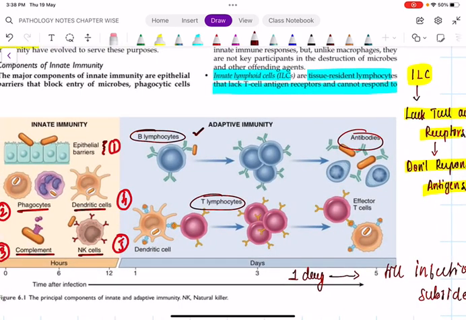We have mainly B lymphocytes and T lymphocytes. B lymphocytes transform to form plasma cells, and the plasma cells will secrete antibodies. T lymphocytes mainly work with dendritic cells: the dendritic cells present antigen to these T lymphocytes, and they are also called effector T cells. Let us come to that once again later.